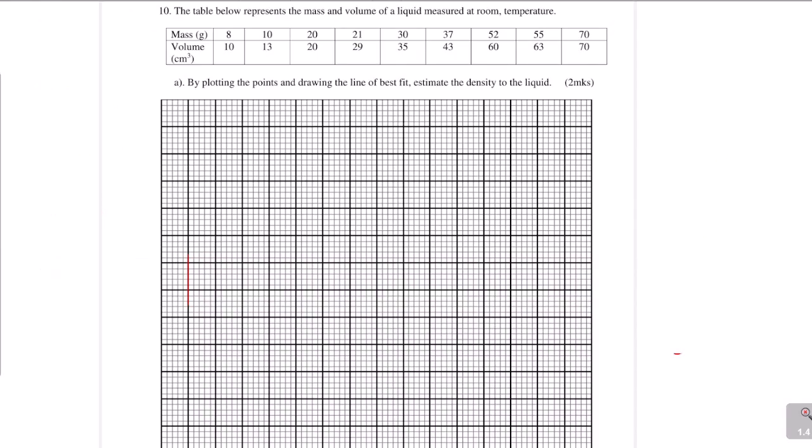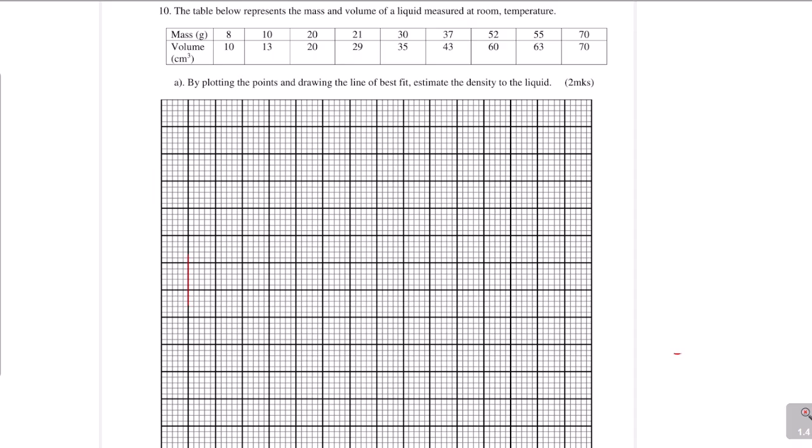Question 10. The table below represents the mass and the volume of a liquid measured at room temperature. I have the table there having mass and volume. Part A, by plotting the points and drawing the line of best fit, estimate the density of the liquid.